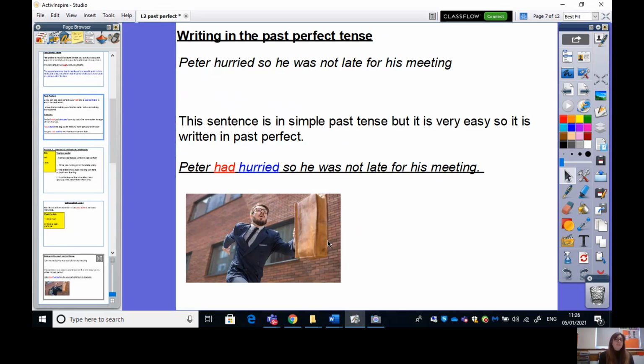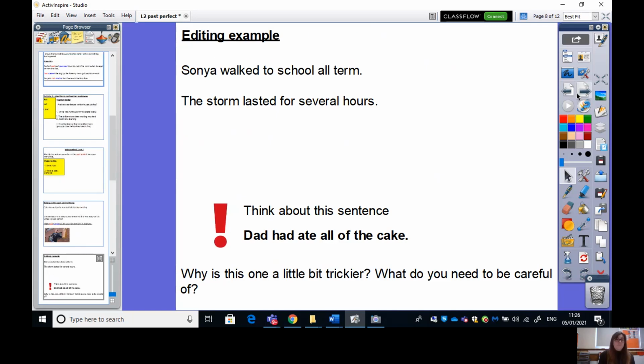So we have an example of simple past tense. Peter hurried, so he was not late for his meeting. It's very easy to change this into past perfect. I just need to identify the verb, which is hurried, and insert had before it, and you can see it's gone after the noun. I'll check that sentence back to see it makes sense. Peter had hurried, so he was not late for his meeting. Yeah, so past perfect, it happened in the past, it's a completed event before his meeting.